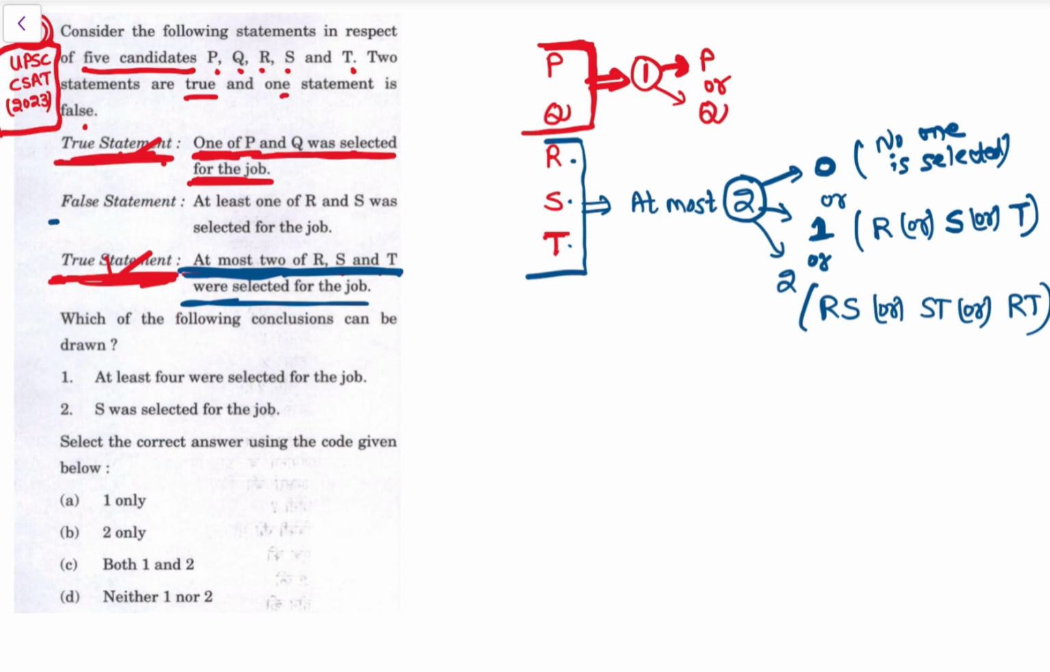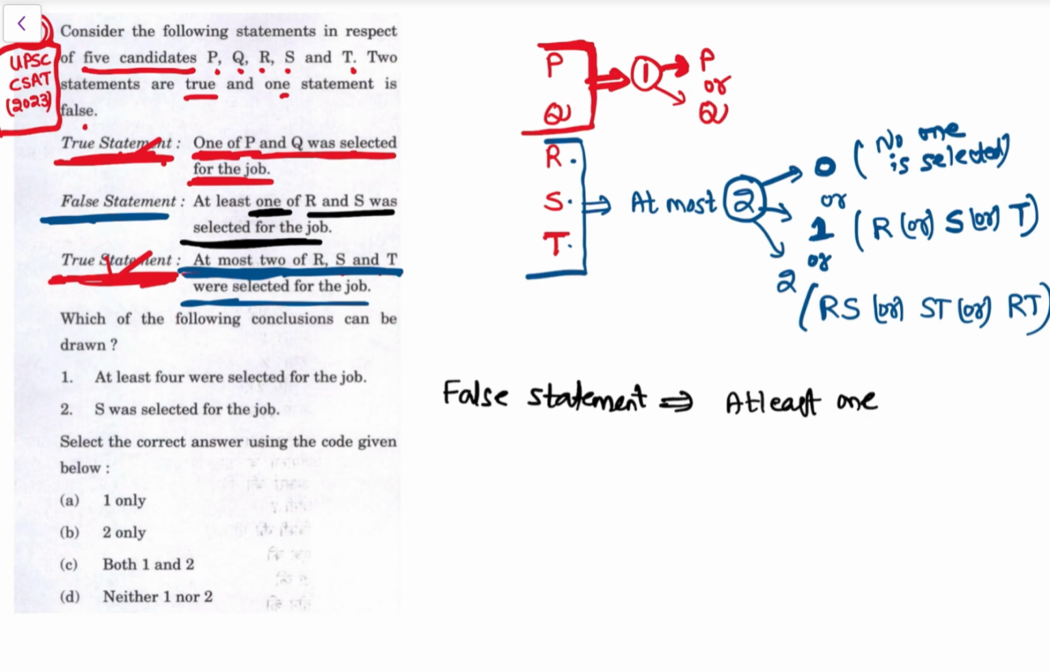Then one false statement is given. The false statement is: at least one of R and S was selected. So, what does at least one mean? At least 1 means 1 or 2. At least one of R and S, that means 1 or 2. So, what is this?